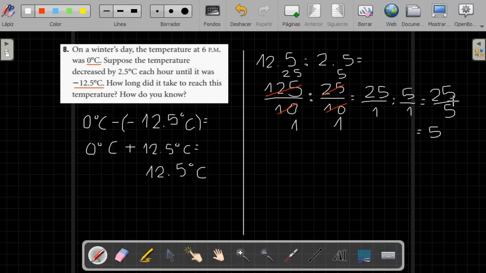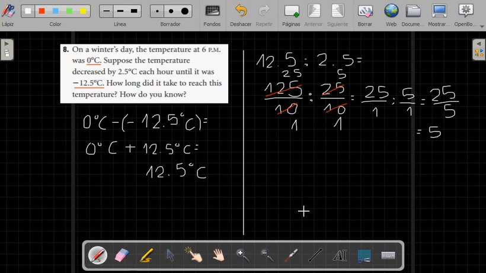What is the meaning of this 5? What does it mean? Temperature decreased 5 degrees each hour.